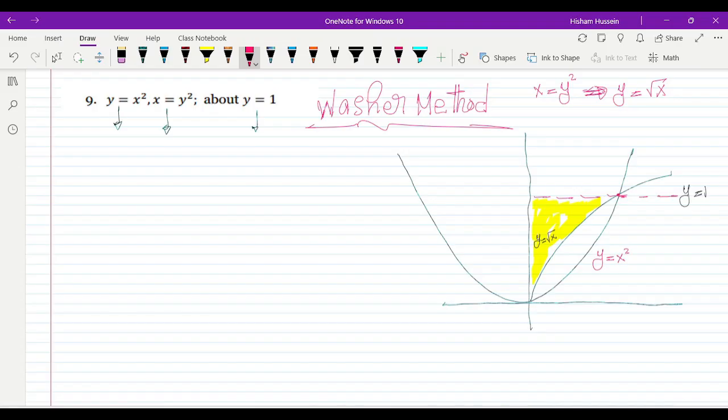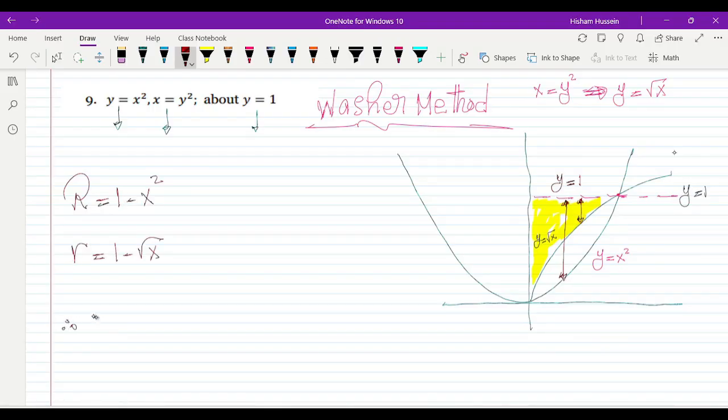So we need to find out where is the large radius and where is the small radius. This is the large radius and this is the small one. Equation of this line is y equals 1. So the large radius, our capital R, is 1 minus x squared. The smaller one is 1 minus root x.